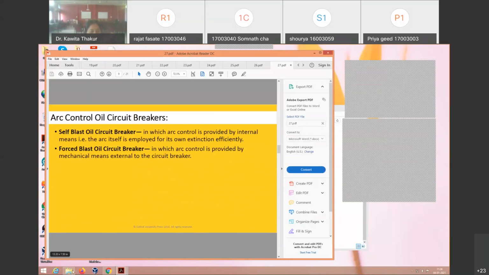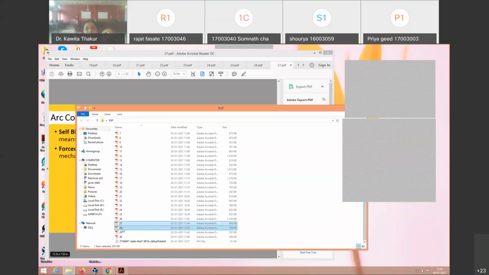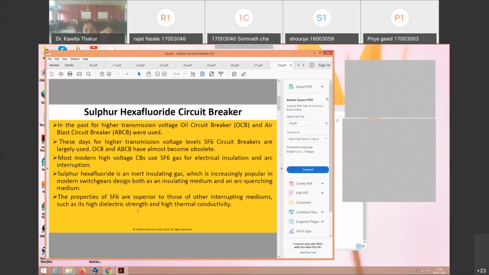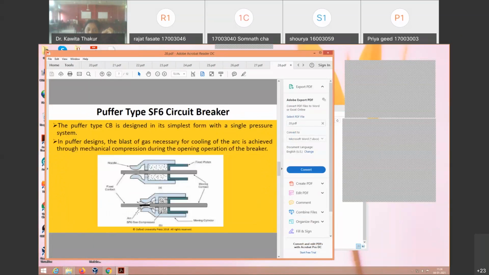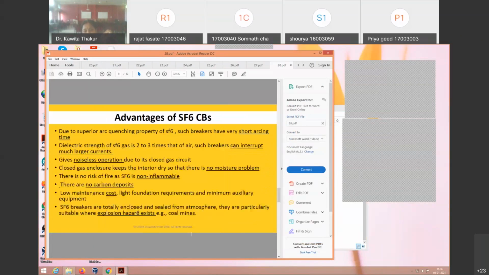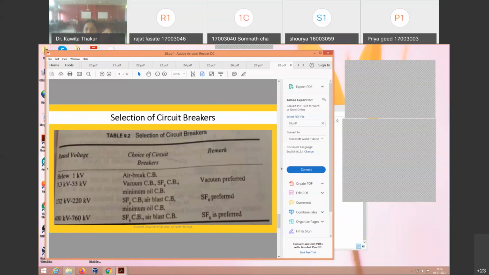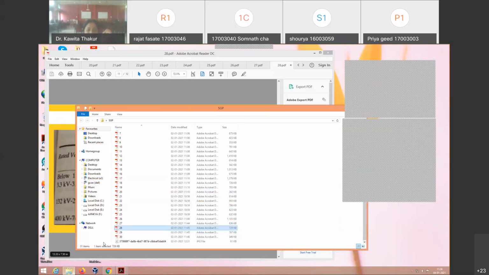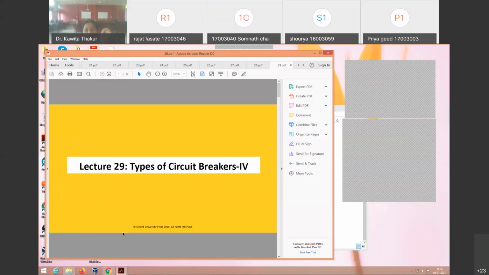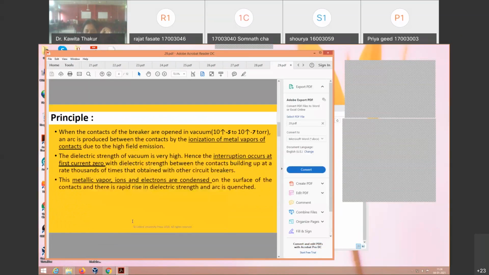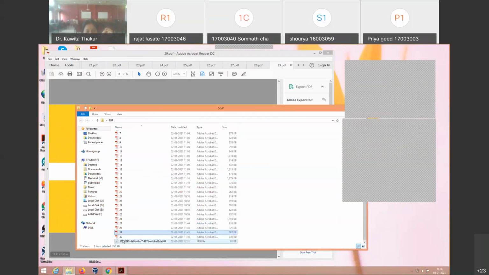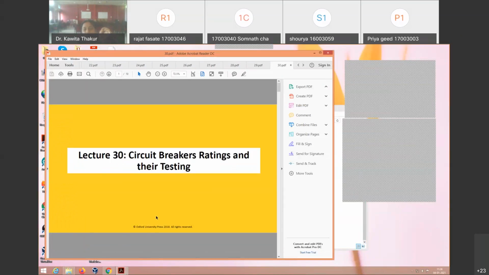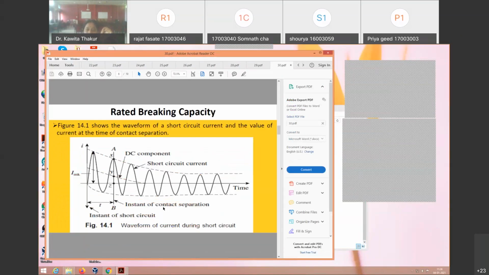In lecture 28, we have seen the sulfur hexafluoride circuit breaker, how it works, and its advantages and disadvantages. In lecture 29, we have seen the vacuum circuit breaker. Now in lecture 30, we have seen circuit breaker ratings and their testing.